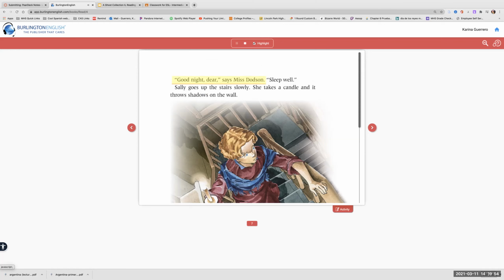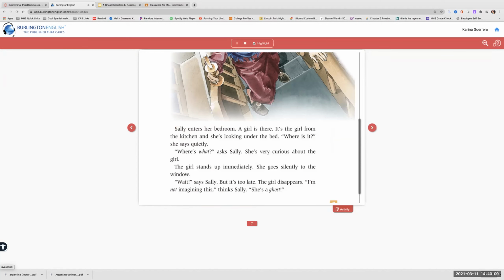Good night, dear, says Miss Dodson. Sleep well. Sally goes up the stairs slowly. She takes a candle and it throws shadows on the wall. Sally enters her bedroom. A girl is there. It's the girl from the kitchen, and she's looking under the bed.